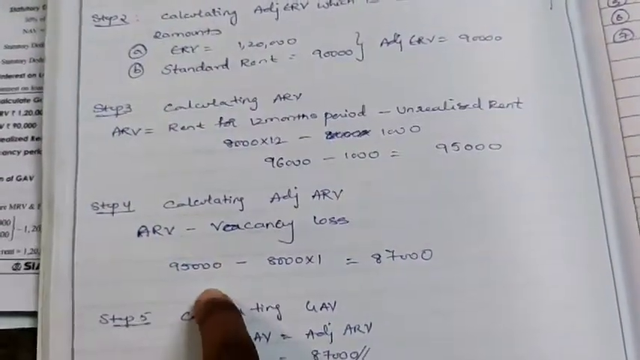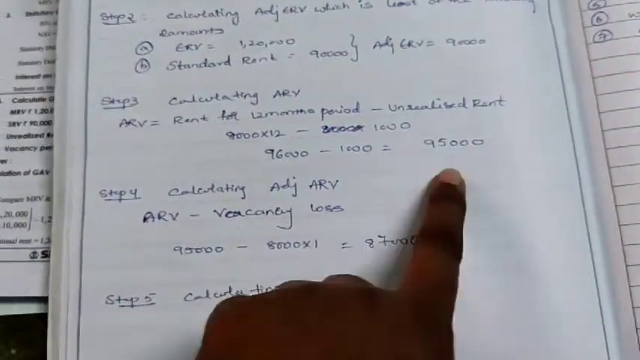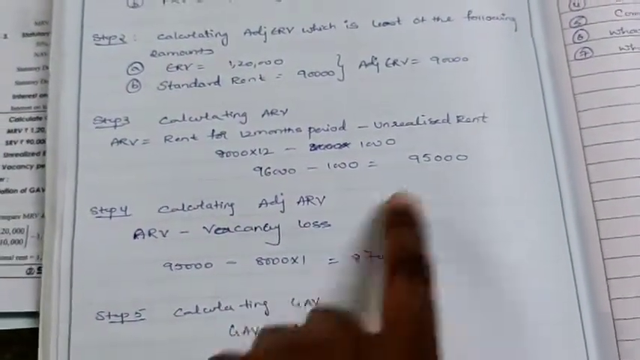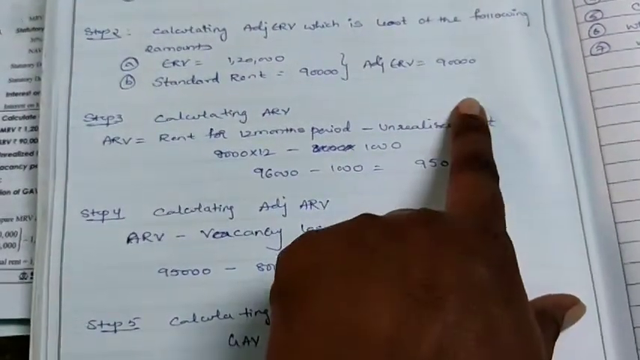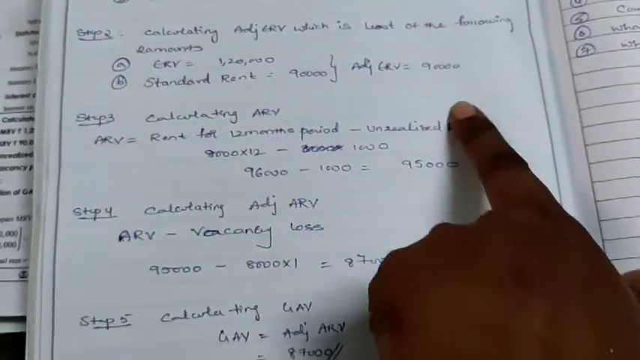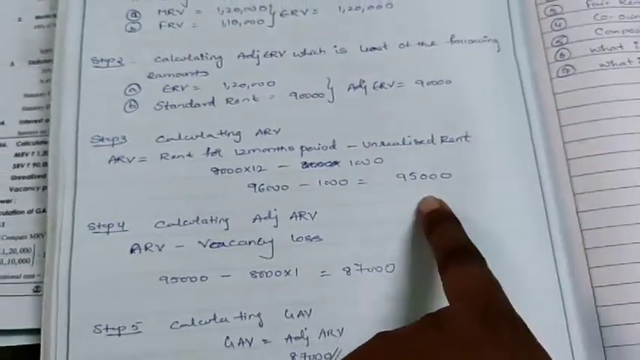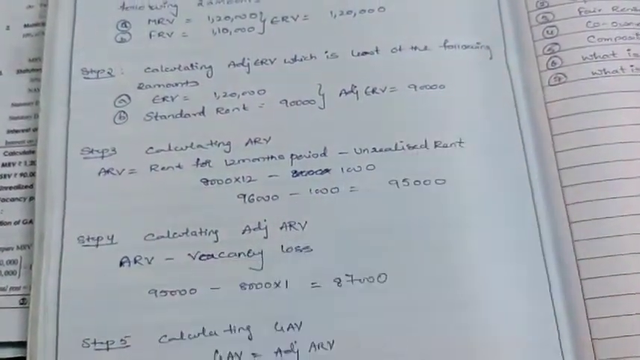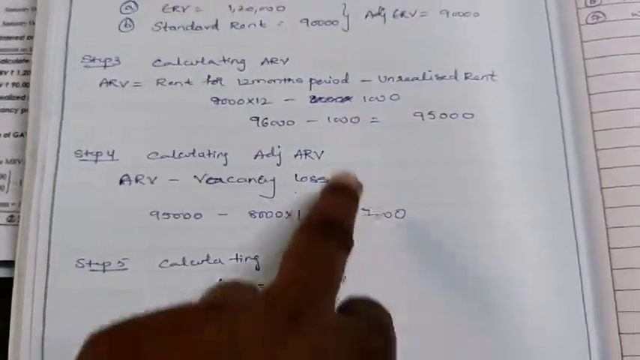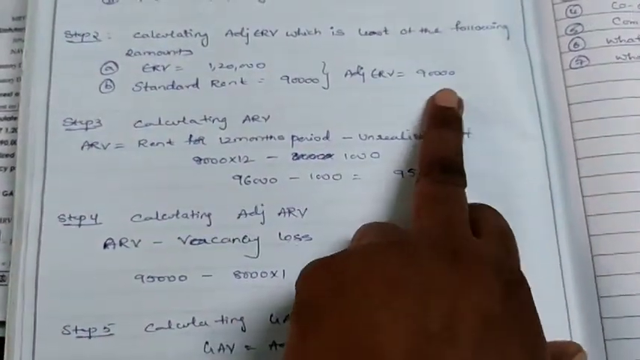If suppose vacancy is not there, what happens? ARV itself is higher than adjusted ARV. So due to vacancy only ARV has been reduced. We have to compare with this, due to vacancy and due to unrealized rent. Because of both reasons here adjusted ARV is less than adjusted ERV. That's why GAV is equal to adjusted ARV. If unrealized rent and vacancy were not there, then ARV would be higher than the adjusted ERV.